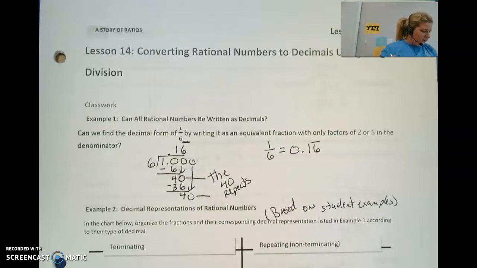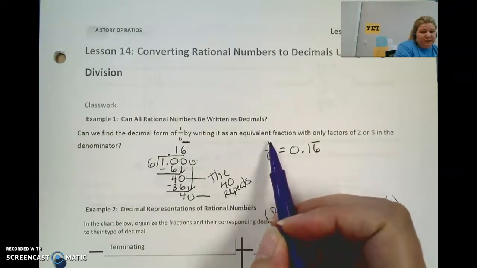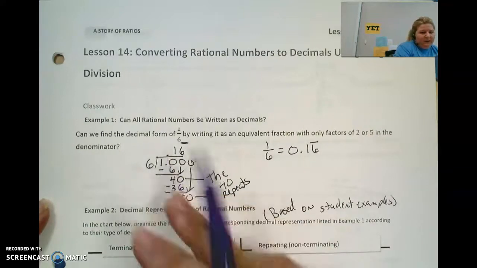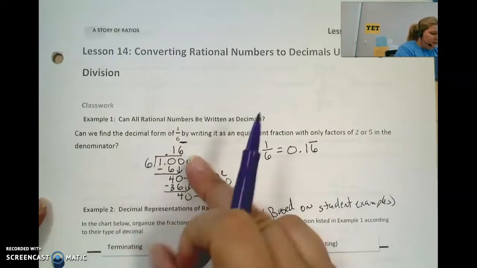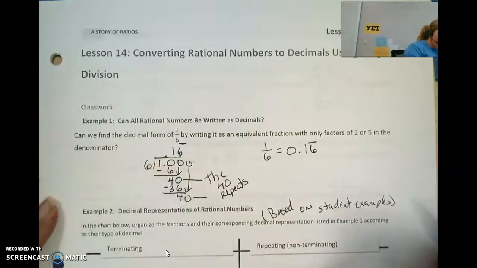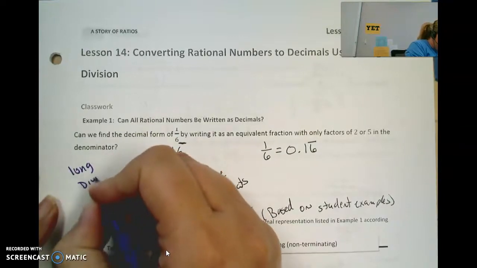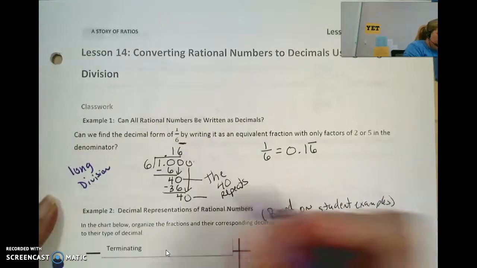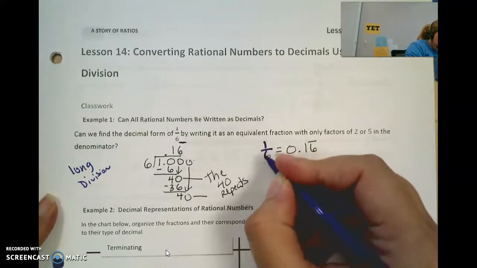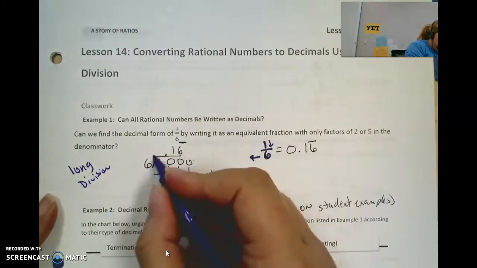So, can we find the decimal form of 1/6 by writing it as an equivalent fraction with only factors of 2 or 5 in the denominator? So that was kind of the bonus work that you may or may not have done yesterday. Either way is fine, but I'm going to use long division instead for this problem. So we've got 1/6. Send this number out, and then the 1 just falls down when we're setting that up.